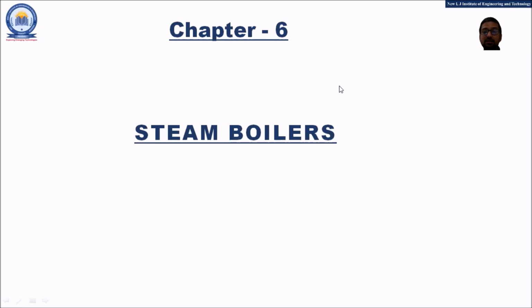My next question is, is the Babcock and Wilcox boiler a fire tube boiler or a water tube boiler? What is the type of the boiler?